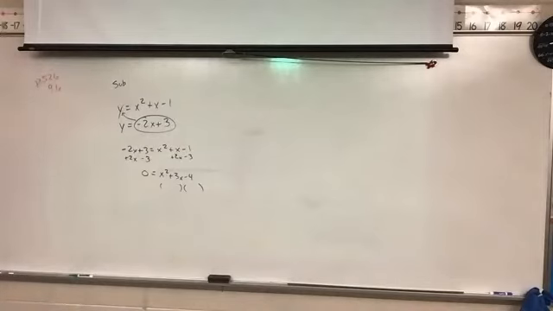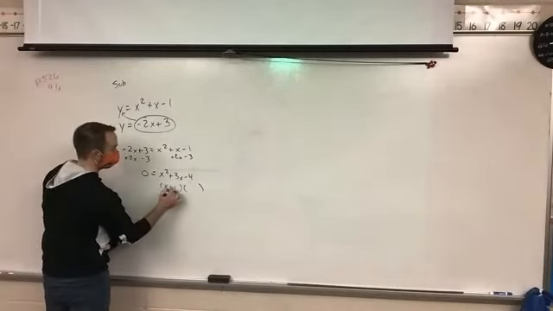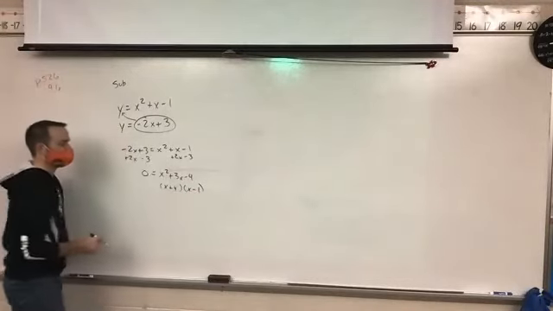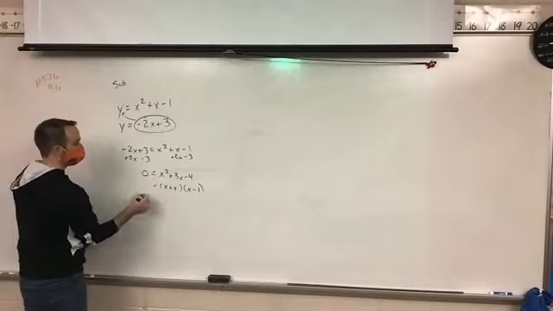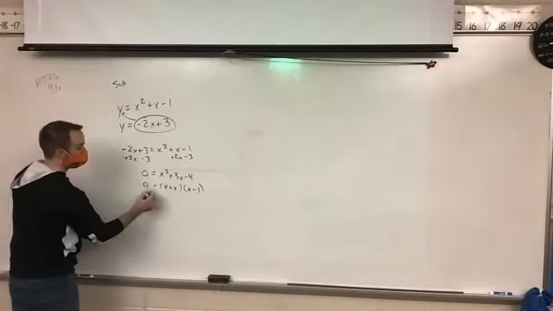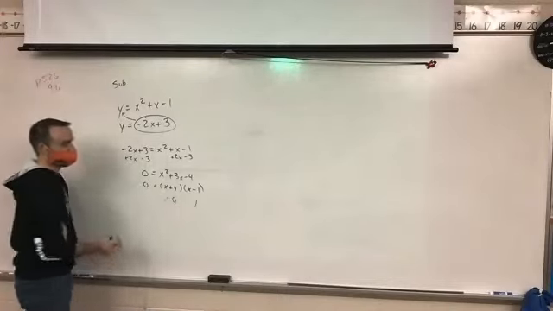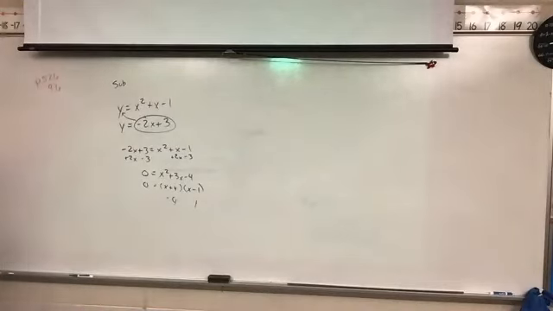Once I get that all equal to 0, in that standard form, now I can factor it. That's x plus 4, x minus 1, which means my two answers here are negative 4 and positive 1. Those are my x values.